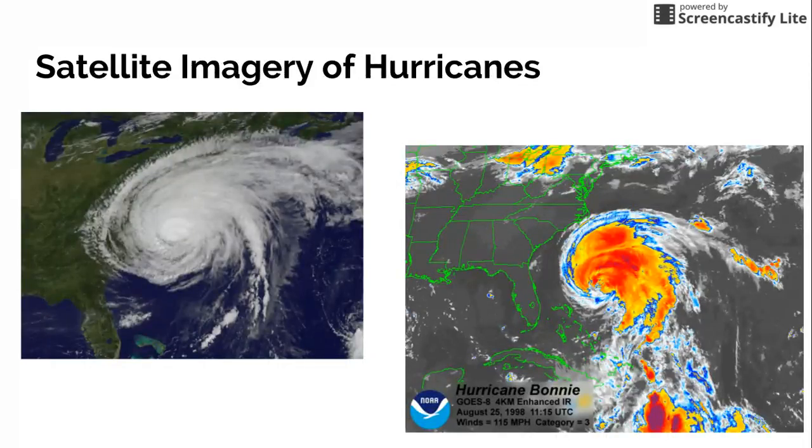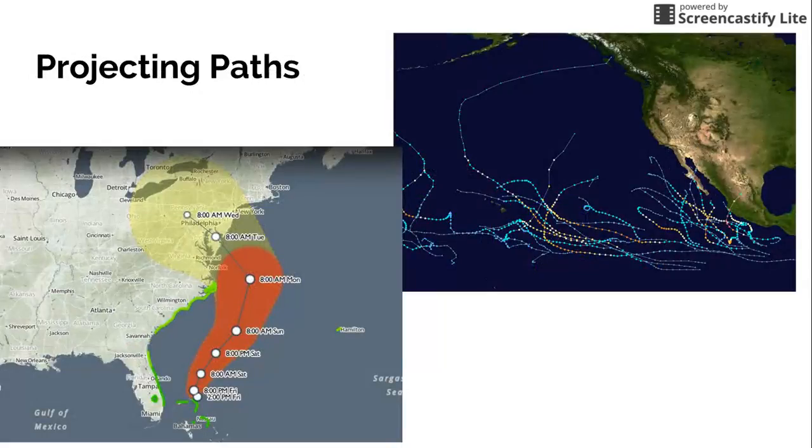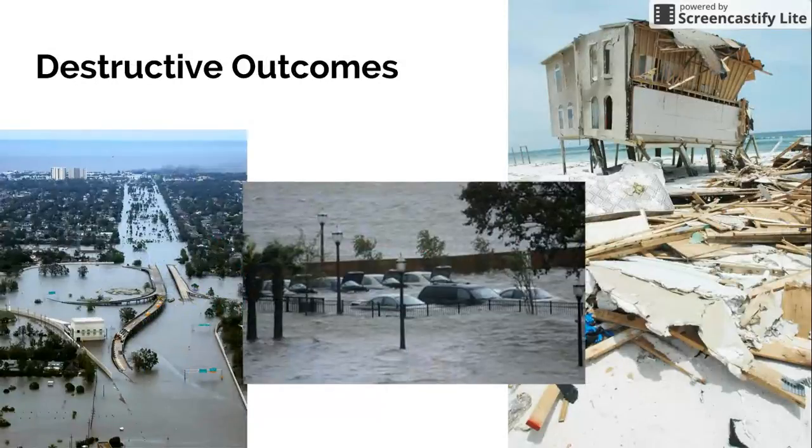So this is just some satellite imagery that has been collected of hurricanes in the past hitting the East Coast. And this is an image of some of the projections that they've done with projecting paths. They've become more and more accurate, but like we said, they can suddenly change depending on the inputs going into the system. And as we all know, there are many destructive outcomes from hurricanes.